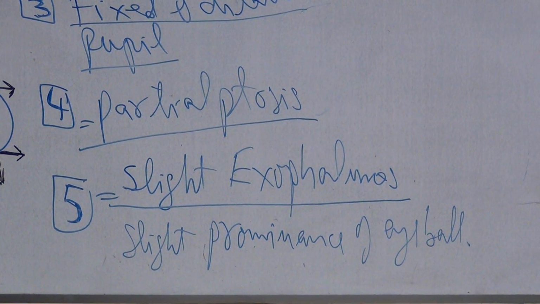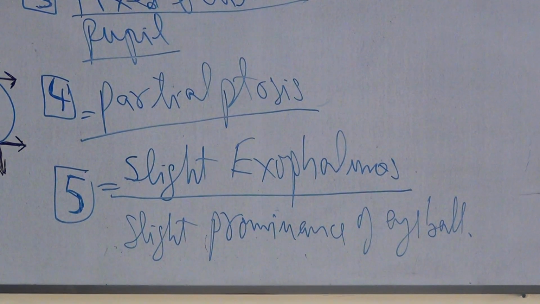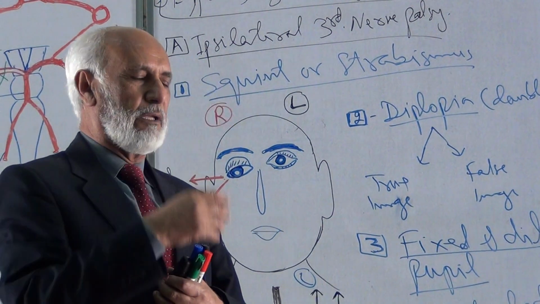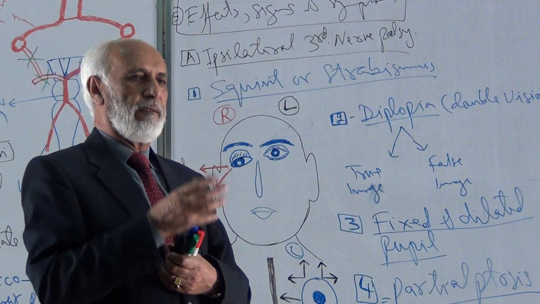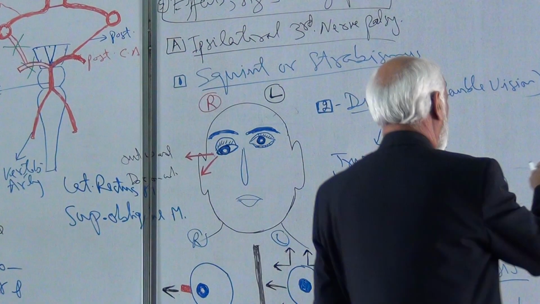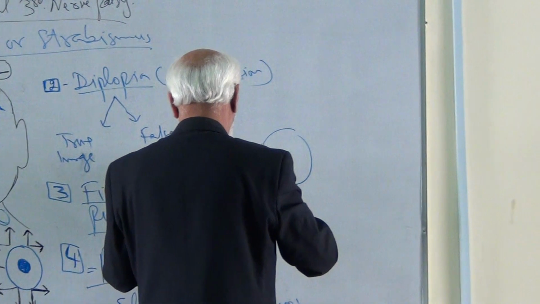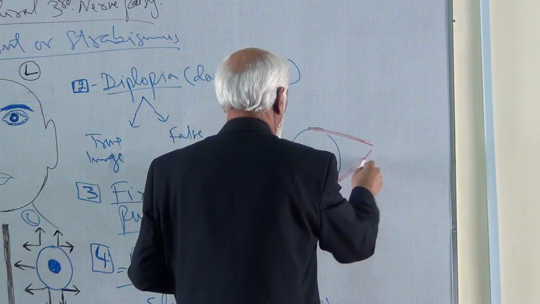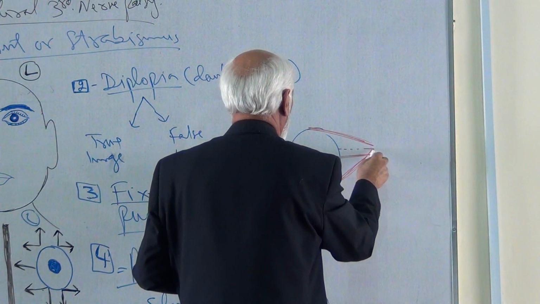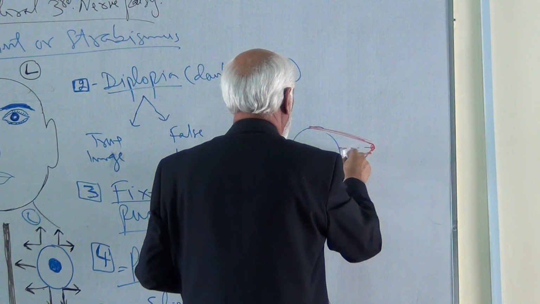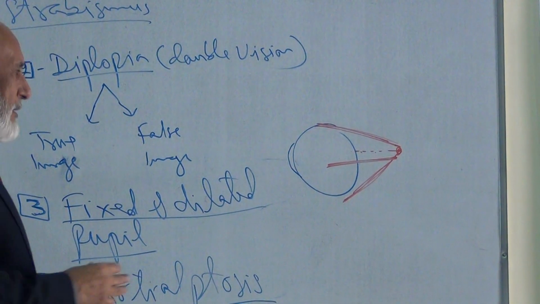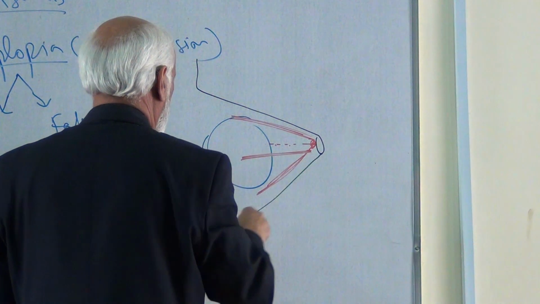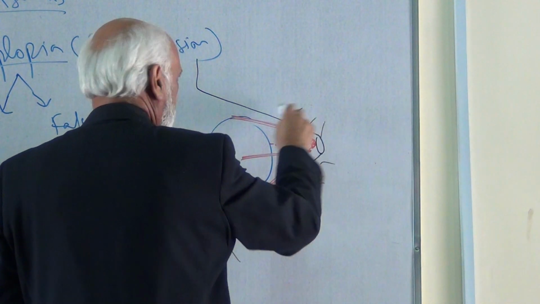Now you know there are 4 recti muscles coming from behind and inserted to the sclera of the eyeball in front. So these 4 recti muscles, suppose this is the eyeball, and these are the recti muscles: rectus superior, rectus inferior, rectus lateralis, and rectus medialis. They try to pull the eyeball backwards, located in the orbital cavity.